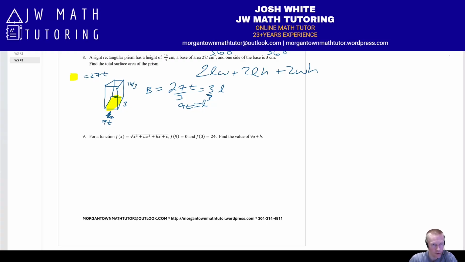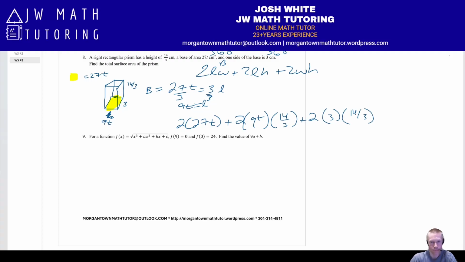So notice, first of all, length times width, this right here is just the b, the area of the base. That's the 27t that we already know. So basically we have 2 times 27t, and then the length times the height, 9t times 14 over 3, and then the width, which is 3, times the height, which is 14 thirds.